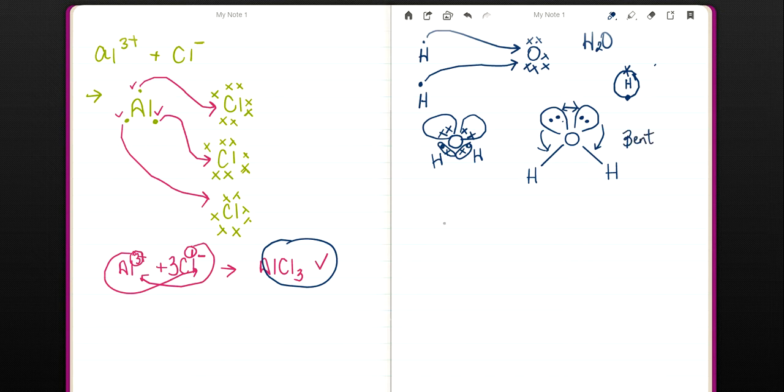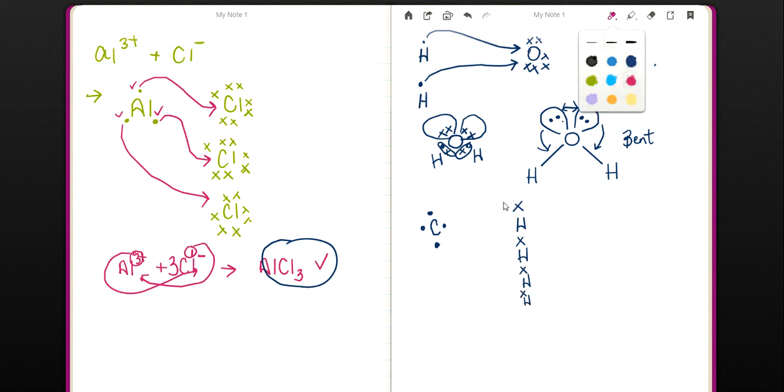Now it's the same thing when it comes to carbon bonding with hydrogen. Carbon has 4 electrons in its valence shell. Hydrogen here again has only 1. So how many hydrogens do you think carbon would need to bond with it? Exactly 4. So you would need 4 hydrogens to bond with the carbon.